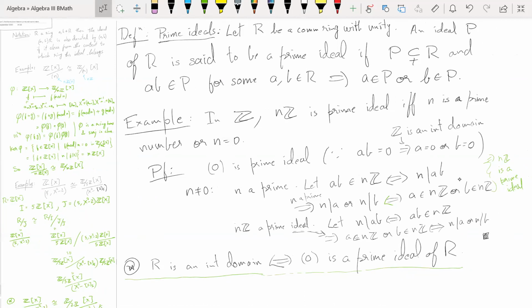So let n divide ab. Then we want to show that n divides a or n divides b. So n divides ab means ab belongs to nZ, but nZ is a prime ideal. So this is where we are using that nZ is a prime ideal. So a belongs to nZ or b belongs to nZ, which is equivalent to saying that n divides a or n divides b, which collectively implies n is prime.